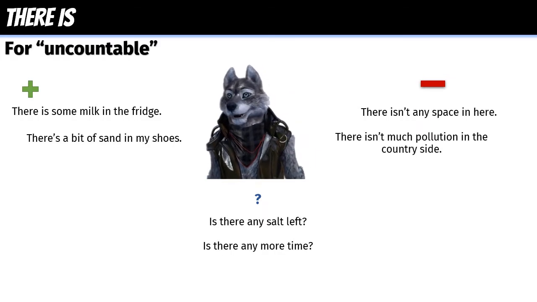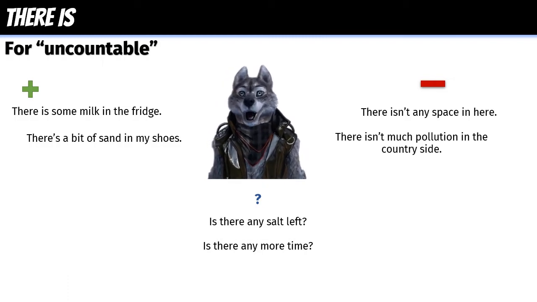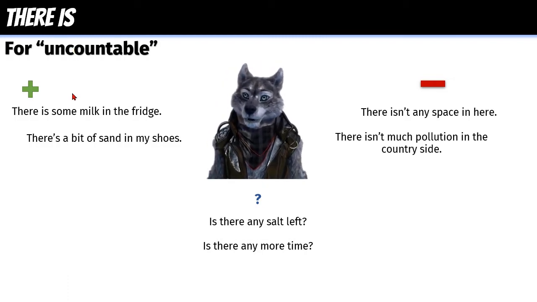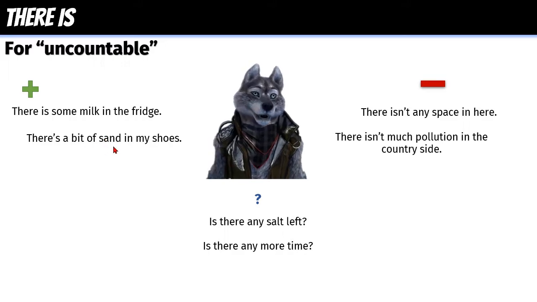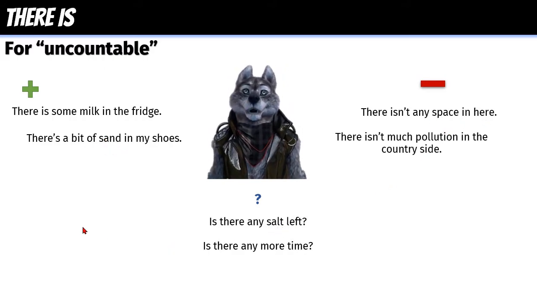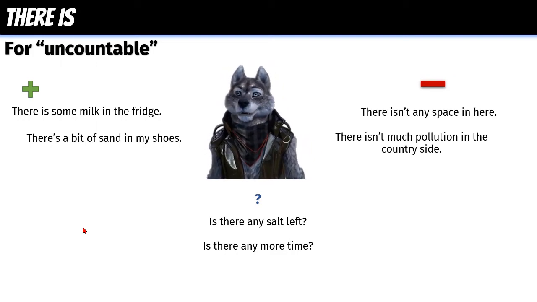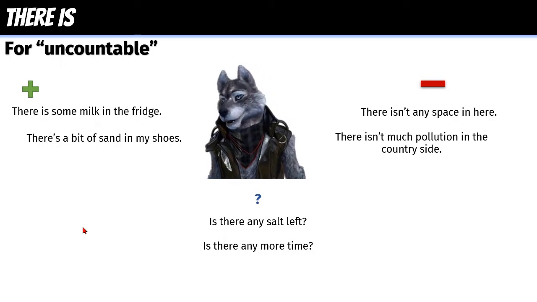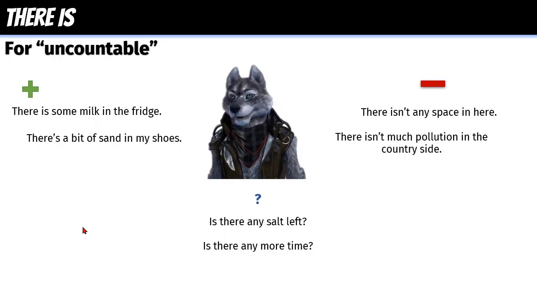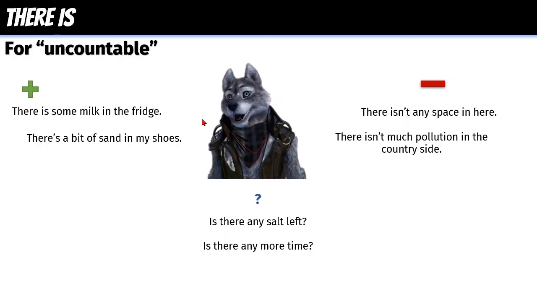Now, there is has a secondary use, and it's used for the things that we cannot count, uncountable nouns, things like milk, sand, space, salt. Those elements that are liquid or really, really tiny, we don't usually count them. We count the containers, but that's a topic for another video. So in these cases, we're going to use there is. There is some milk in the fridge. If we don't know how much exactly, we're just going to say some.